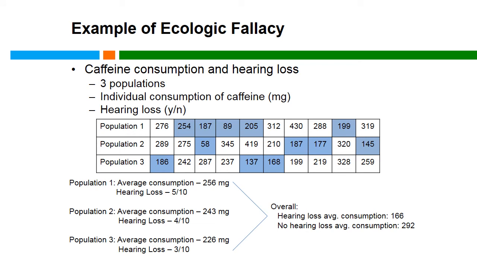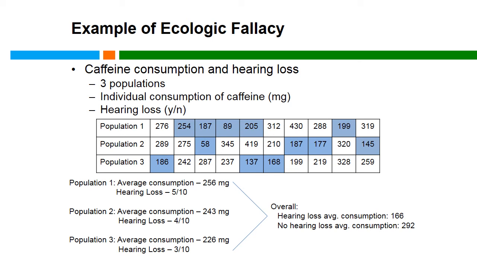Let's walk through an example of ecologic fallacy. In this study, the investigator wants to study the relationship between caffeine consumption and hearing loss. The data in the table shows individual level data collected from 3 populations. In population 1, the average, or the aggregate level consumption of caffeine is 256 milligrams, and the prevalence of hearing loss is 50%. In population 2, the average consumption is 243 milligrams, and the prevalence of hearing loss is 40%. And in population 3, the consumption is 226 milligrams, and 30% of the population has hearing loss.